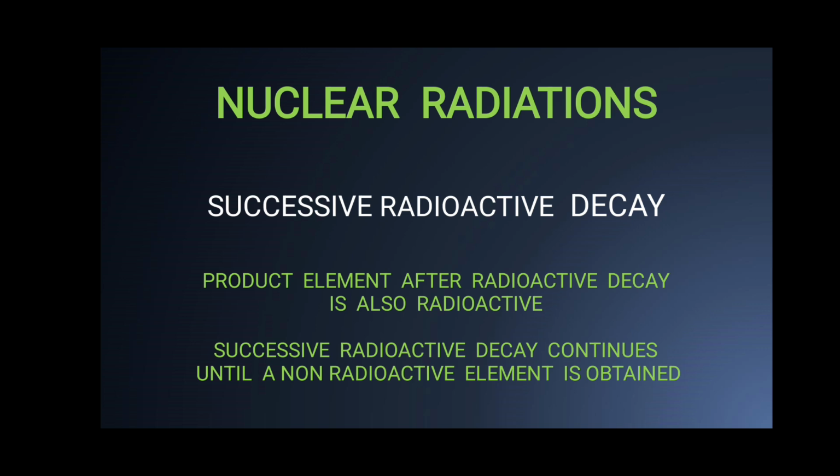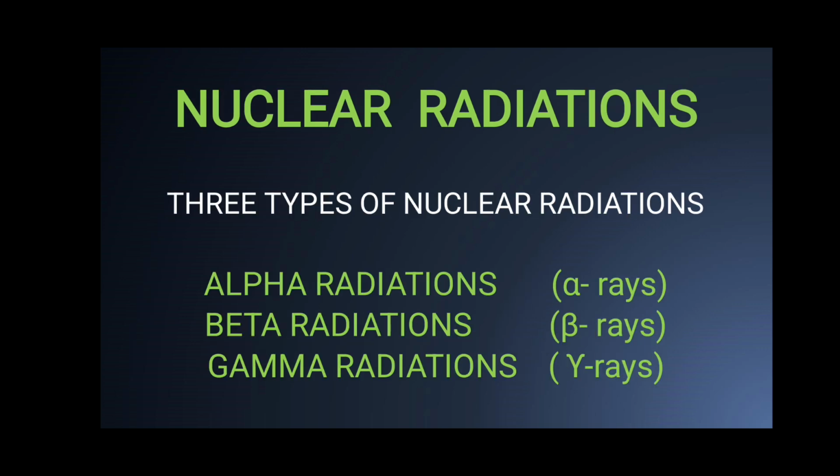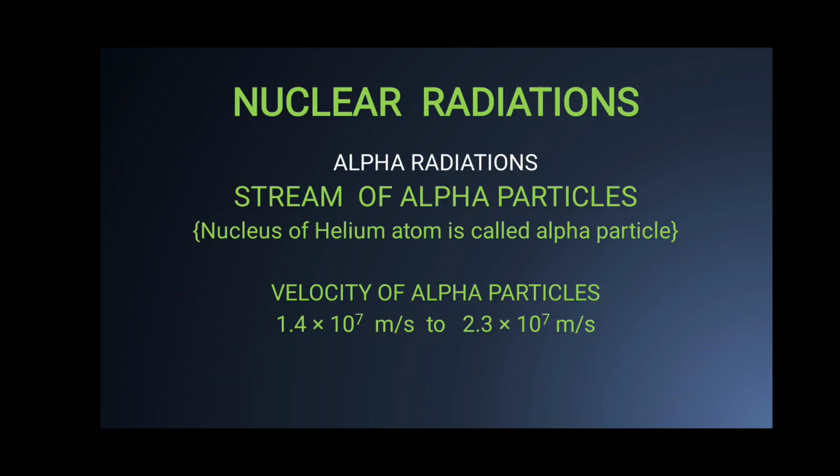A parent radioactive atom decays to give an atom which is also radioactive, which further decays into nuclear radiations and a new product is formed. This successive radioactive decay process continues until a non-radioactive atom is obtained. Three types of nuclear radiations are emitted from a radioactive substance, and these are popularly known as alpha radiations or alpha rays, beta radiations or beta rays, gamma radiations or gamma rays.